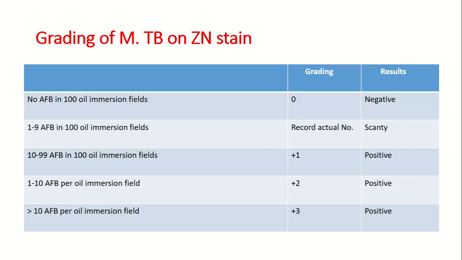Now grading is very important. Once you go through 100 oil immersion fields and do not find any bacilli, it is considered negative, or grade 0. When you find 1 to 9 bacilli in 100 oil immersion fields, it is scanty. When you find 10 to 99 acid fast bacilli in 100 oil immersion fields, it is plus 1. When you find 1 to 10 bacilli per field, now not per 100 but per field, it is plus 2. And once you find more than 10 bacilli per field, it is plus 3. So this is how you grade Mycobacterium tuberculosis on ZN stain.